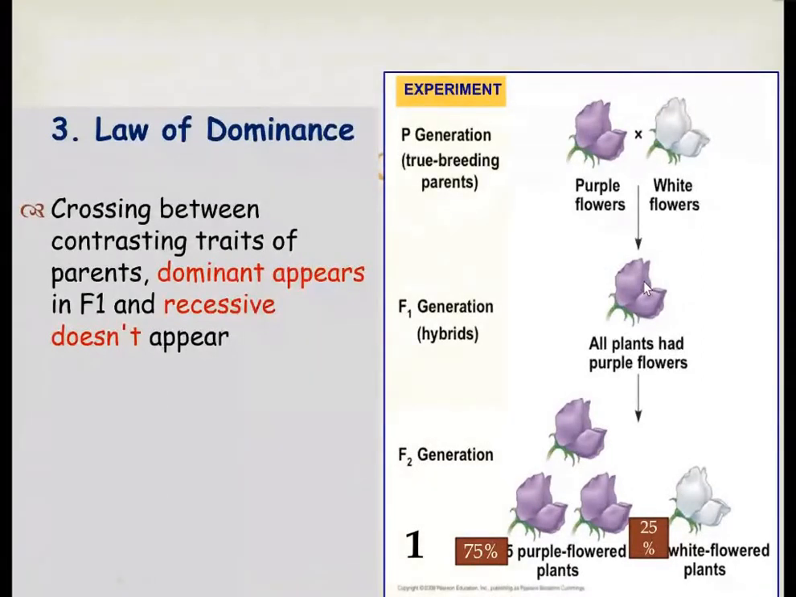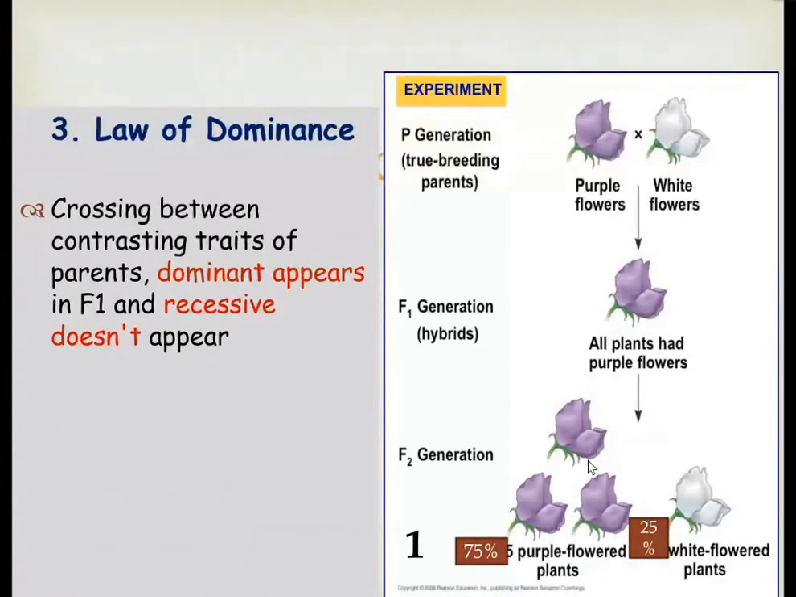So those dominant genes will appear in the first generation, whereas the recessive gene will not appear. And the recessive gene may appear in the next generation. That is known as the law of dominance. Is it clear this one? Now look at the second generation: 75% of the flowers are purple and 25% are white, because this is the recessive one and this is the dominant one. This is known as the law of dominance.